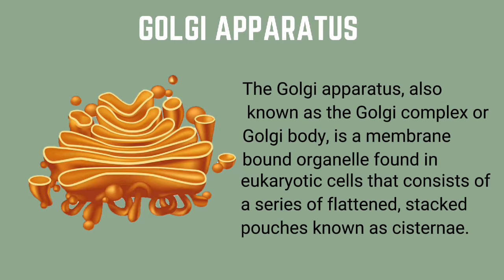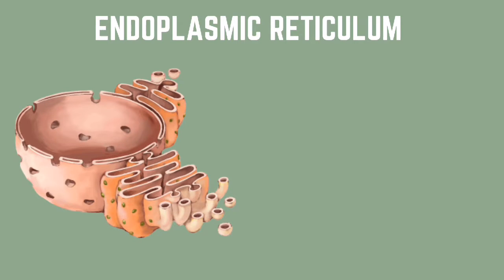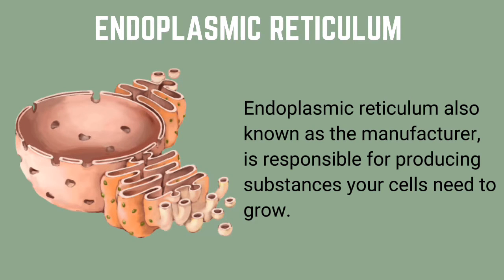Golgi apparatus. The Golgi apparatus, also known as the Golgi complex or Golgi body, is a membrane-bound organelle found in eukaryotic cells, those with clearly defined nuclei, that consists of a series of flattened, stacked pouches known as cisternae. The Golgi apparatus oversees transporting, altering, and packaging proteins and lipids into vesicles so that they can be delivered to specific locations.